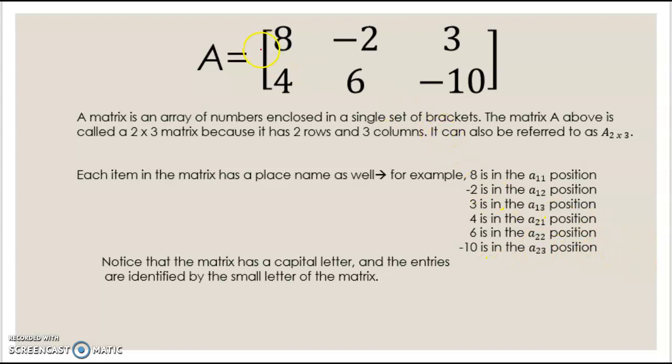In these positions, they all have what they're called. This is a 2 by 3 matrix. It has 2 rows and 3 columns, so that's where it's named rows and columns that way. 8 is in the first row, first column, so it's in the A11 position, 1, 1. -2 is 1, 2. 3 is 1, 3. And here are your positions when you're having to name where something is.